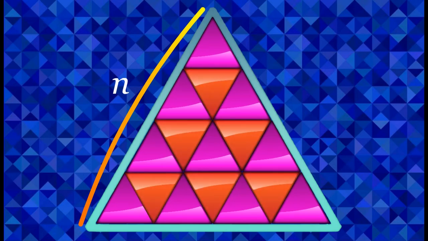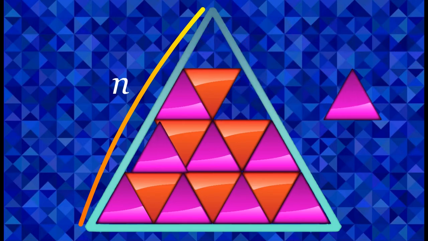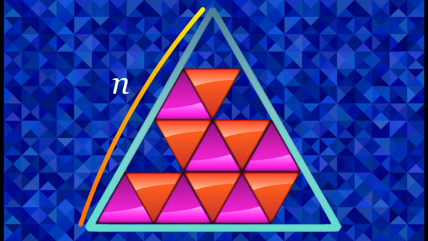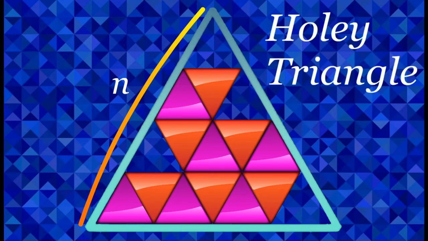Now, let us cut out n upward unit triangles. With the last condition satisfied, we say that we have a Holey triangle.